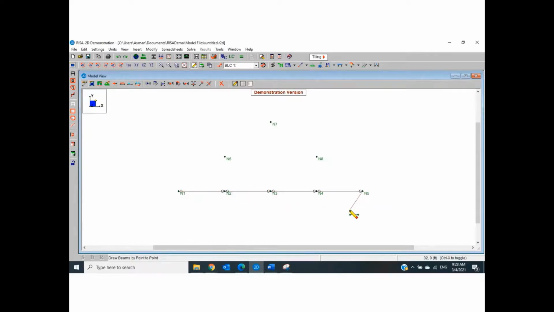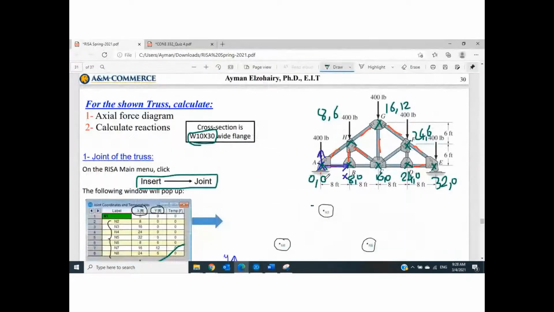Can you see each member has two circles, one at the beginning, one at the end. That means you are drawing link members, you are drawing truss members. Keep going. Draw exactly the four trusses. Here you go. This shape looks like this shape.